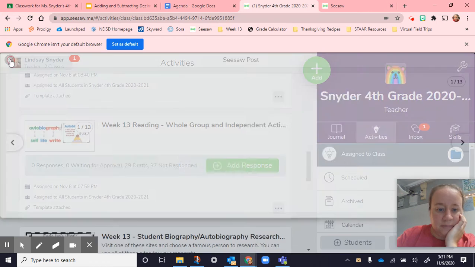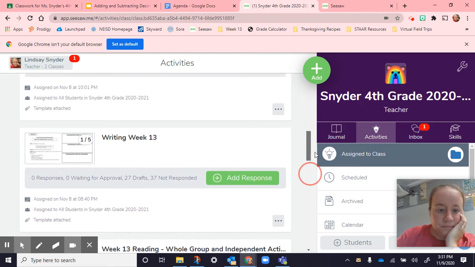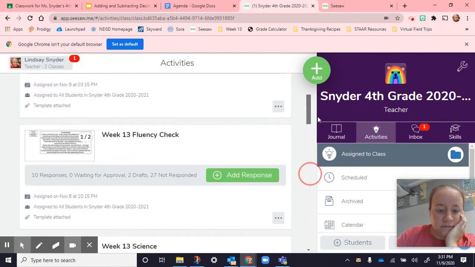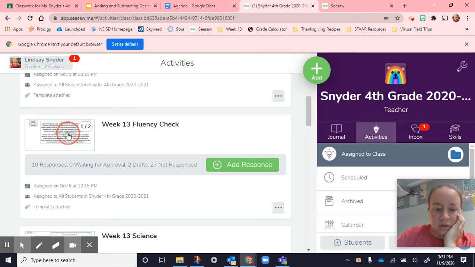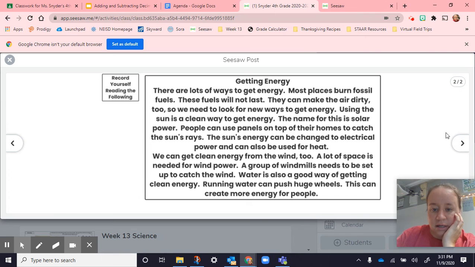Then also in reading, this is not going to be due until the, where is it? Fluency check. This is due on Friday. So there's just 2 readings here, a cool mood and then getting energy. So you just record yourself reading the following that's in the box, and we're practicing fluency. So make sure you're speaking clear. Make sure you're not reading like a robot. Make sure you're not reading very slow. You want to not speed read, but have that happy medium, and do your best.